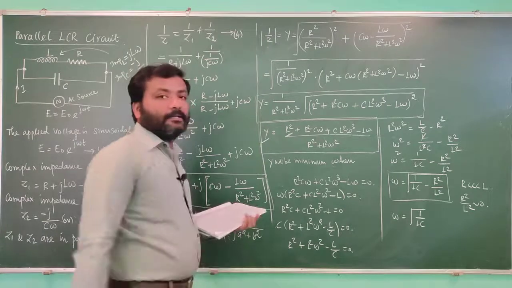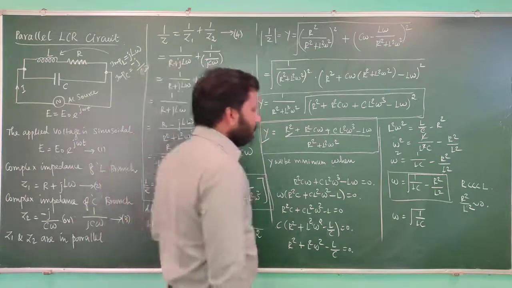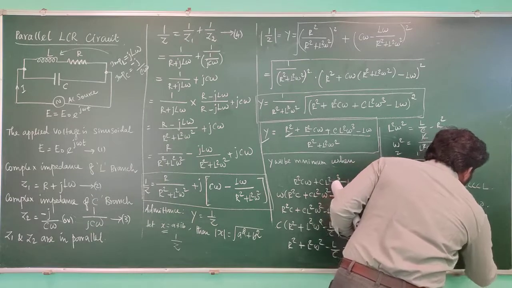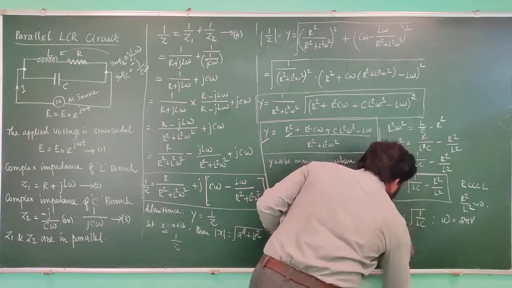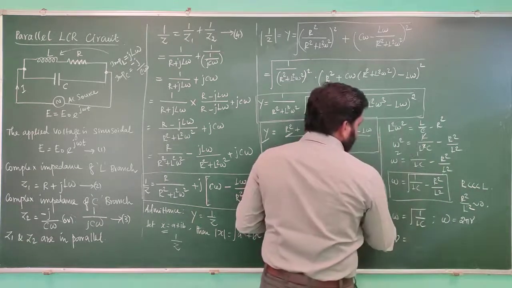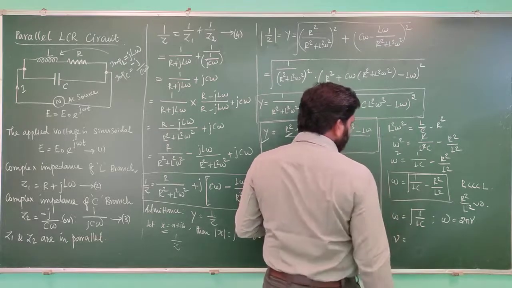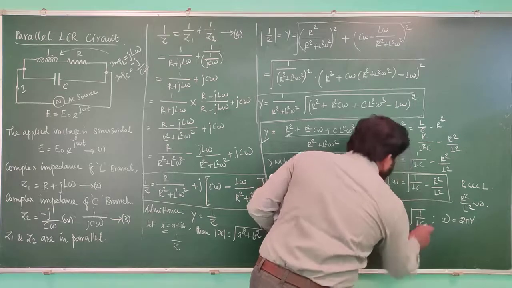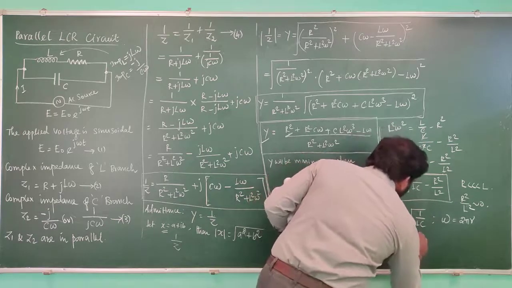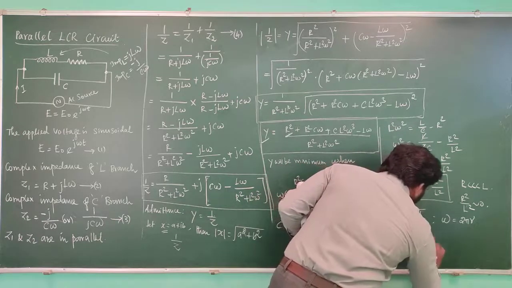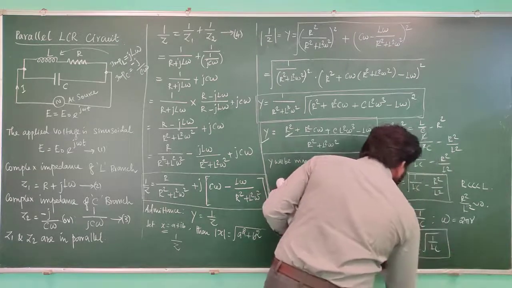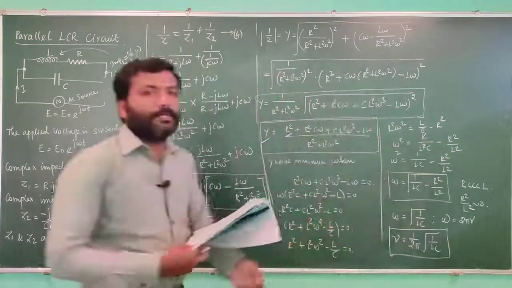Omega is the expression for angular frequency, and if you make it linear frequency, omega equals 2 pi nu. So 2 pi nu is equal to this term, or you can write nu equal to 1 by 2 pi times the square root of 1 by lc.